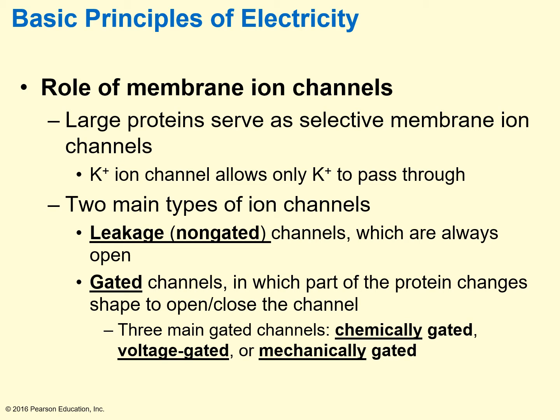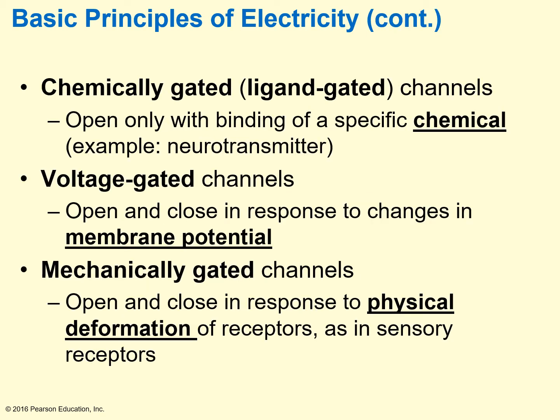Now what causes the protein to change shape to either open or close it? It's either chemically, voltage, or mechanically gated. If it's chemically gated or ligand gated, that just means that the chemical has to bind to the gate, and that binding is what triggers the gate to open or close. Voltage, it's going to respond to a change in charge, and mechanically, it's going to be a shape change.